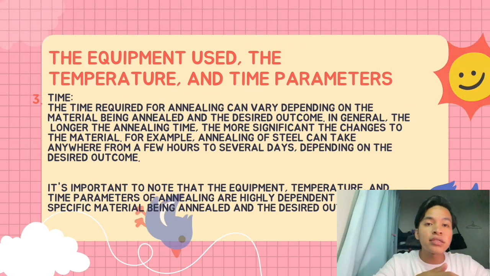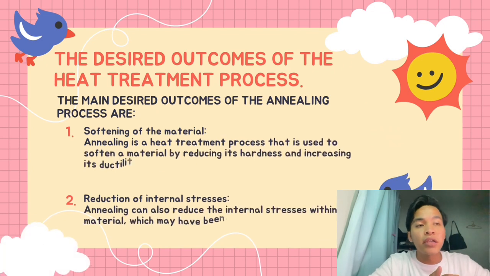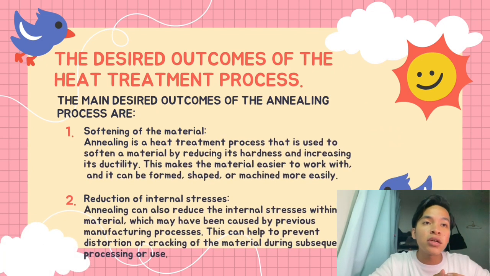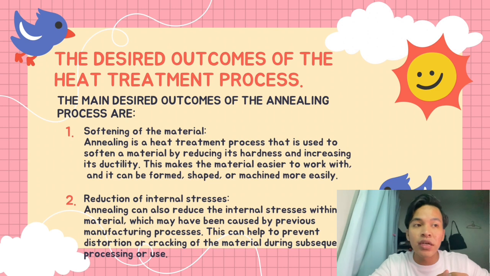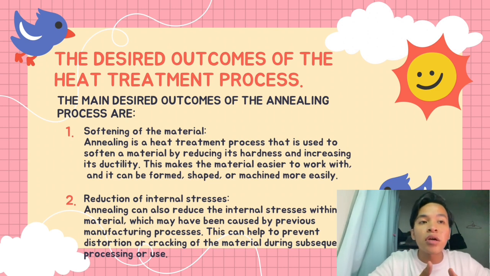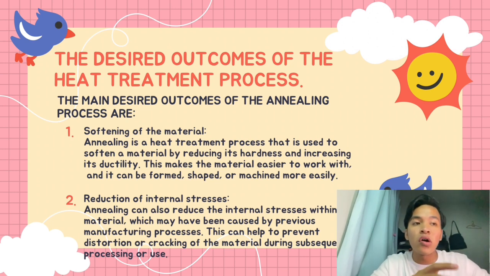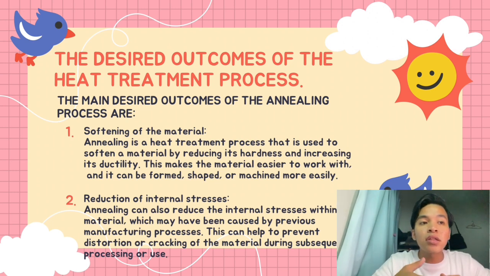So, the next slide is where I will explain the desired outcome of the heat treatment process. The main desired outcomes of the annealing process are, the first one, softening of the material. Annealing is a heat treatment process used to soften a material by reducing its hardness and increasing its ductility. This makes the material easier to work, and it can be formed, shaped, or machined more easily.